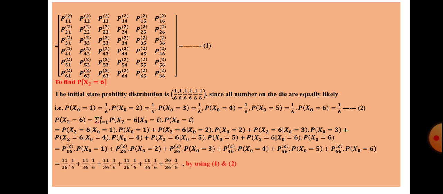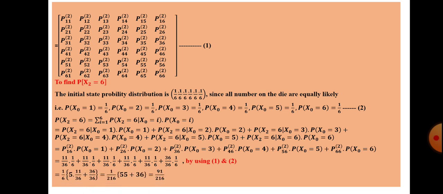Substitute the values from equation number 1 and 2. All are there. Substituting the values, you will get 91 by 216.